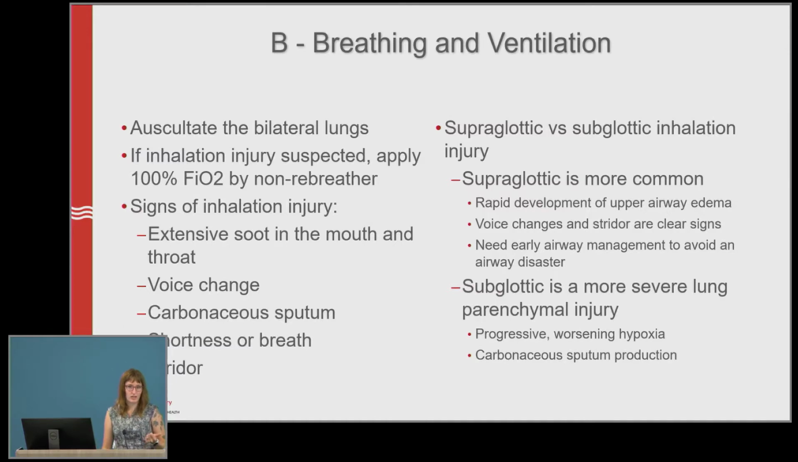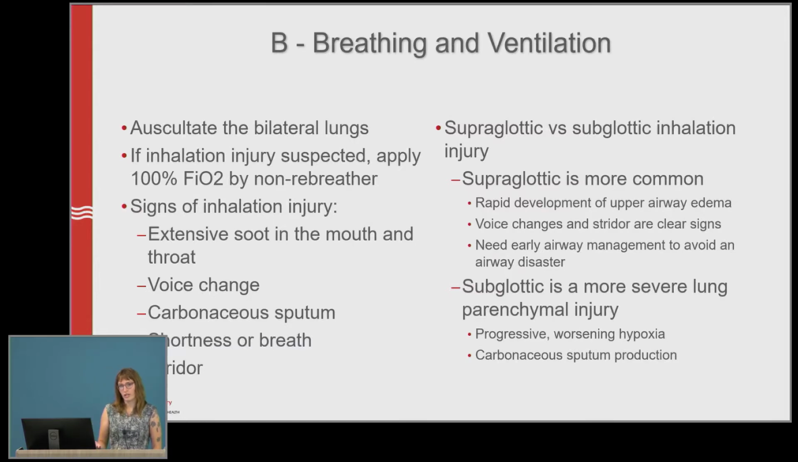The signs of an inhalation injury would be extensive soot in the mouth or throat, if they're having voice changes, coughing up carbonaceous sputum, having shortness of breath, or the very concerning sign of stridor. Now, if you're seeing stridor, that's probably someone who needs to get an advanced airway in immediately.